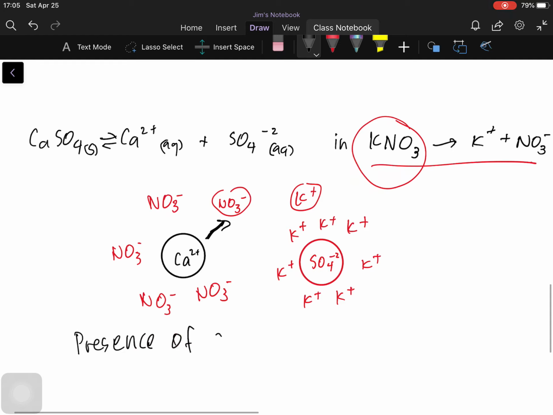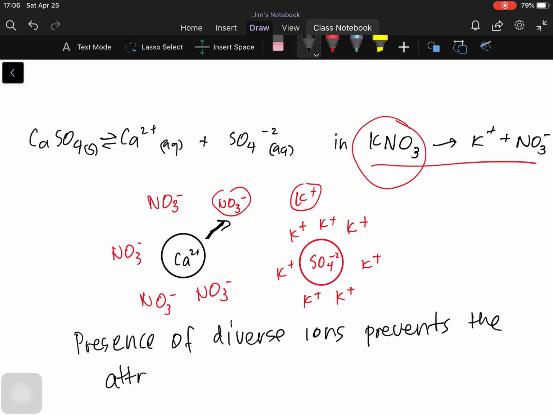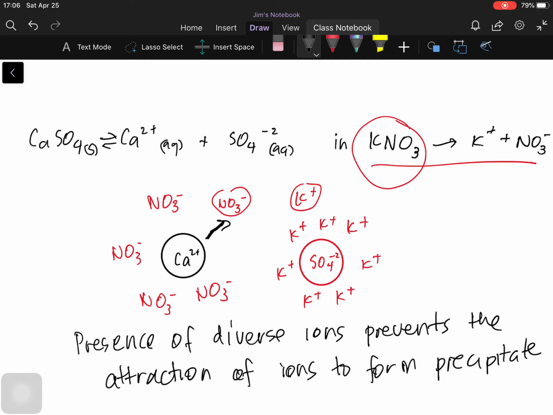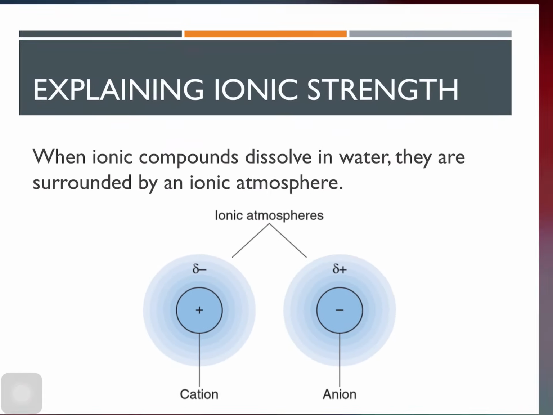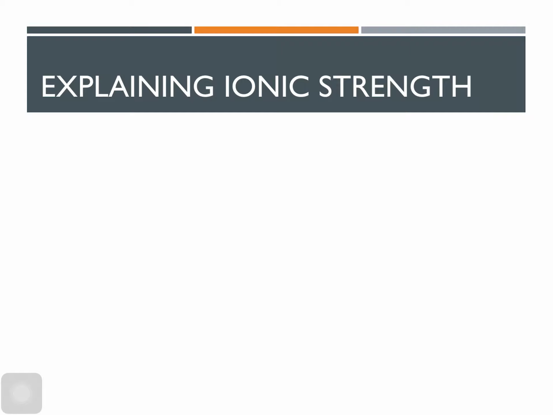Presence of diverse ions prevents the attraction of ions to form precipitate. Okay, so that's the idea. They prevent the original ions, the calcium and the sulfate ions, from recombining to form the precipitate. Okay, so hence, we can explain it using this logic.